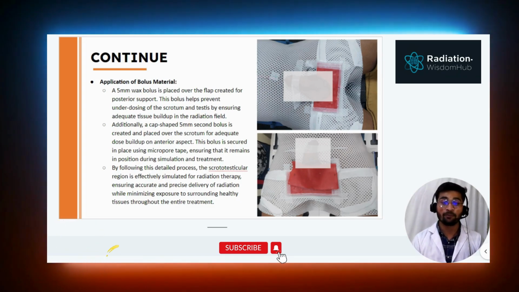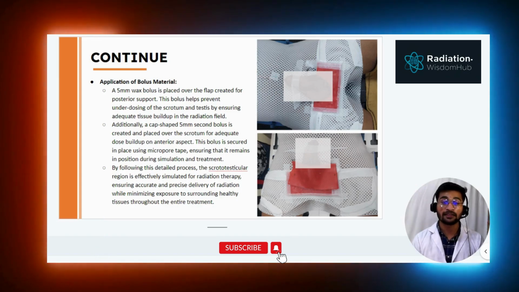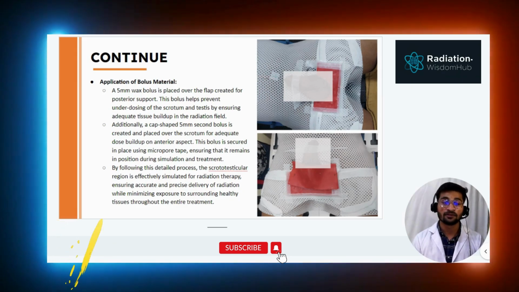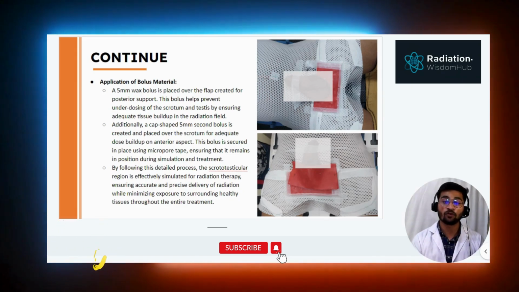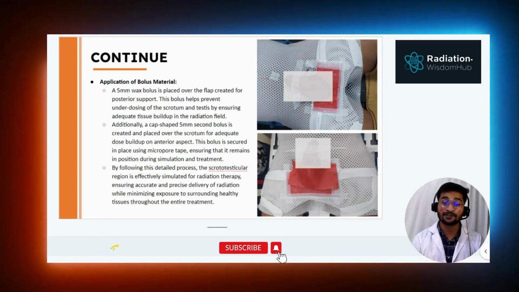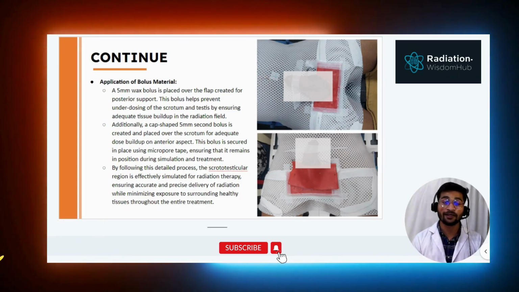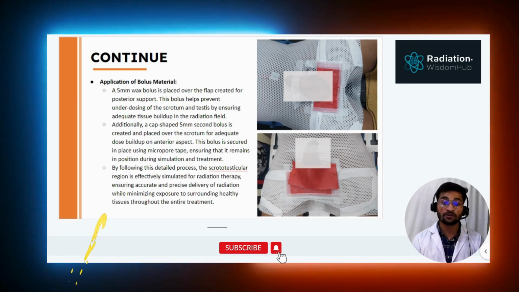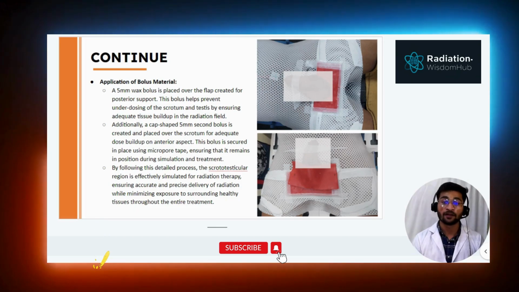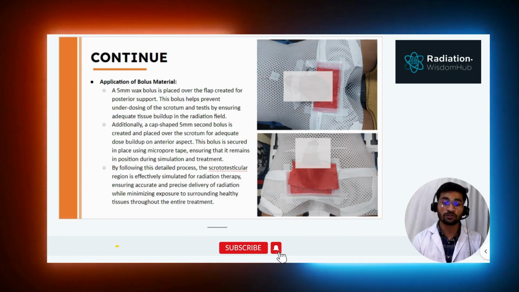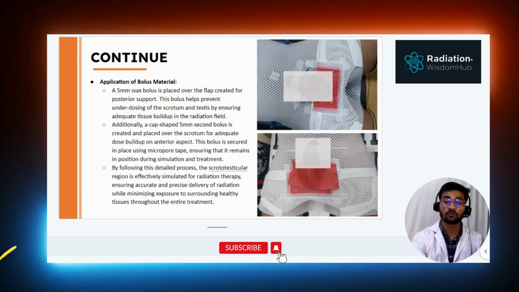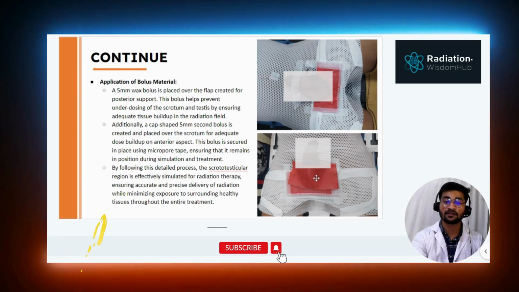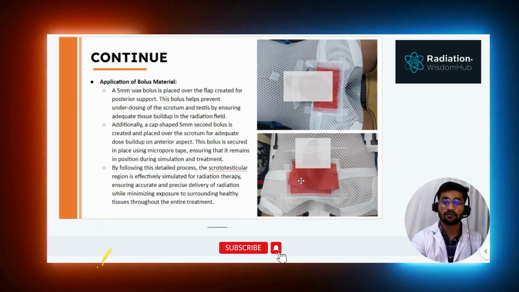This bolus helps prevent underdosing of the scrotum and the testis by ensuring adequate tissue buildup in the radiation field. Additionally, a cap-shaped 5 mm bolus is created and placed over the scrotum for adequate dose buildup on the anterior aspect. This bolus is secured in place using micro tape, ensuring that it remains in position during the simulation and entire treatment process. You can see here both the anterior and posterior, this cap-shaped wax bolus.